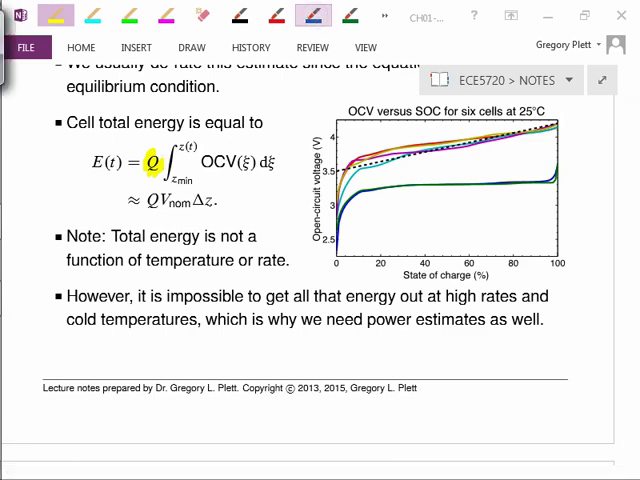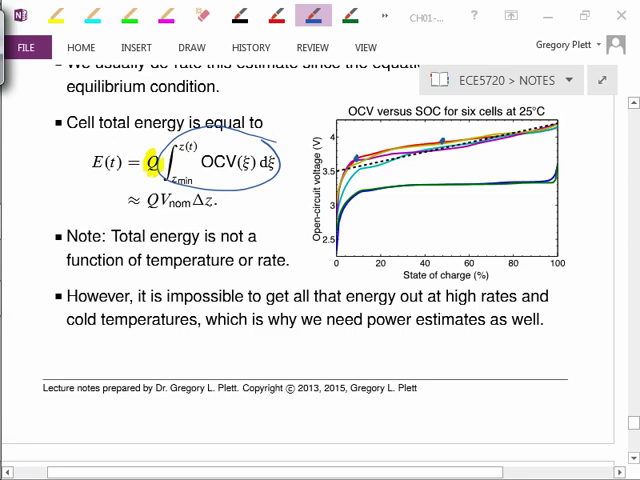In this graph, I show open circuit voltage relationships for a number of different cells. Suppose we try to take the red one on the top. I'm presently at 50% SOC, and I'm allowed to operate down to 10% SOC. So the voltages that would go into this integral are all of the voltages from 50% down to 10%, and I would get some result for energy.